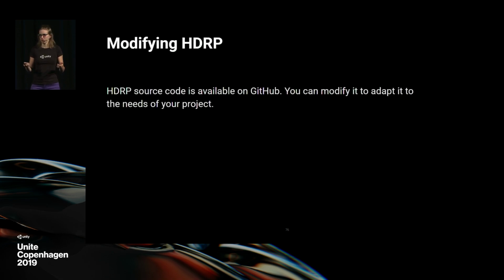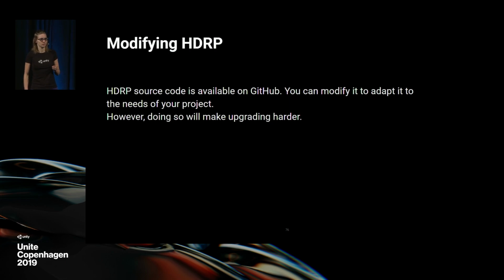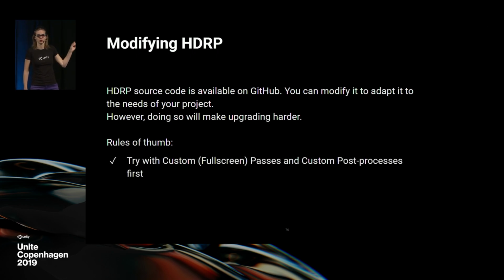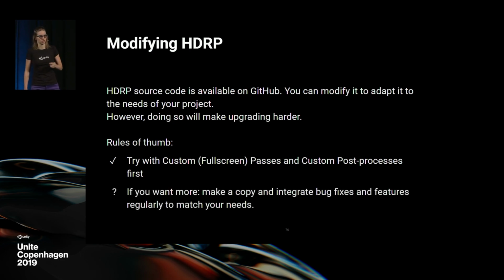So, okay, I can modify HDRP. But wait a minute. The source code is on GitHub too. I could modify it here, right? And just use that. Yes, you can. But doing so, it's at your own risk. Every time you're going to upgrade, it's going to be harder. So here is a really quick rule of thumb. First, try with the hooks we just added, the custom passes and the custom post processes. If that is not enough for you, then yes, you can change the source code. But if you do so, I would strongly encourage you to make a copy, to branch out, and to integrate regularly all the bug fixes we're going to provide.